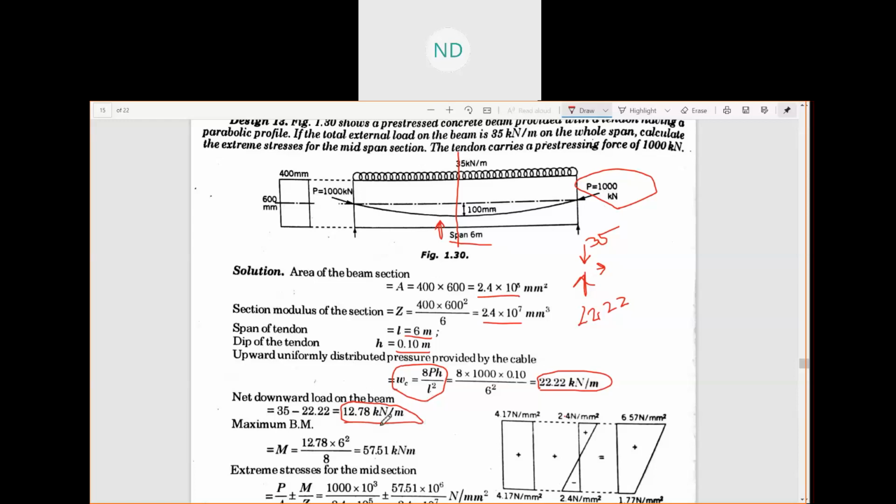So this is acting now, and due to this downward load, you will have a moment developed, which is WL square by 8. This is a UDL. This is your moment. Now, once you know your moment, you also know your section modulus Z. You can easily find out your stresses. Now, you tell me what is your extreme top fiber stress and the bottom fiber stresses.